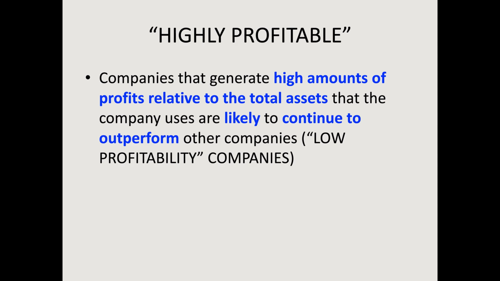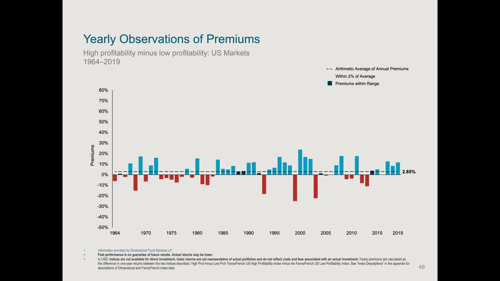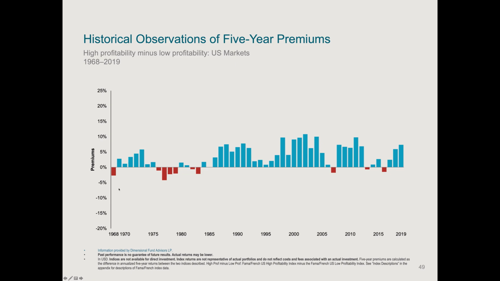Right? If we look at the yearly observations of these profitability premiums here, just on a year-by-year basis, one of the problems is the data doesn't go back as far as we'd like. But we see that the profitability premium is 2.85%. There are many years in which the profitability premium is red. Low profitability stocks did better than high profitability stocks. If we go out 5-year periods of time, we still see a lot of blue, some red. But go out 10 years, and gee, what's going to happen? Oops. And a lot of the red disappears. I'm sorry I don't have that slide right now.